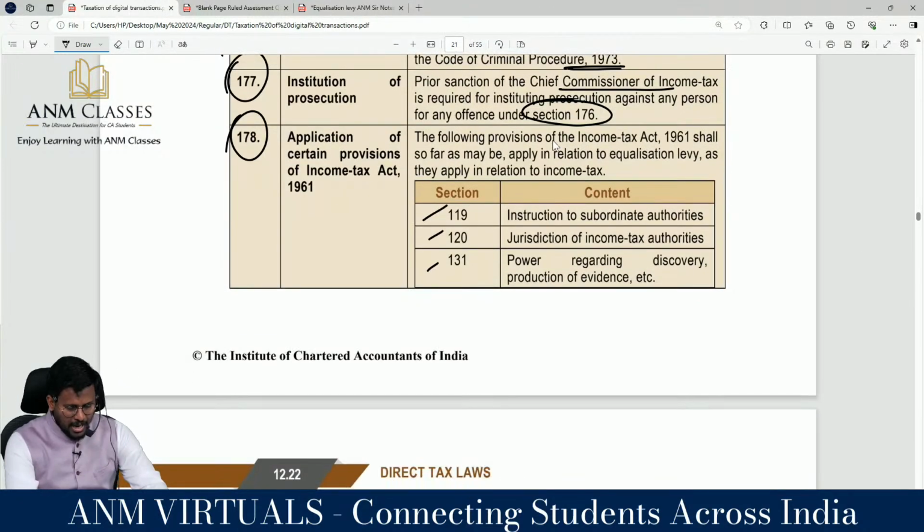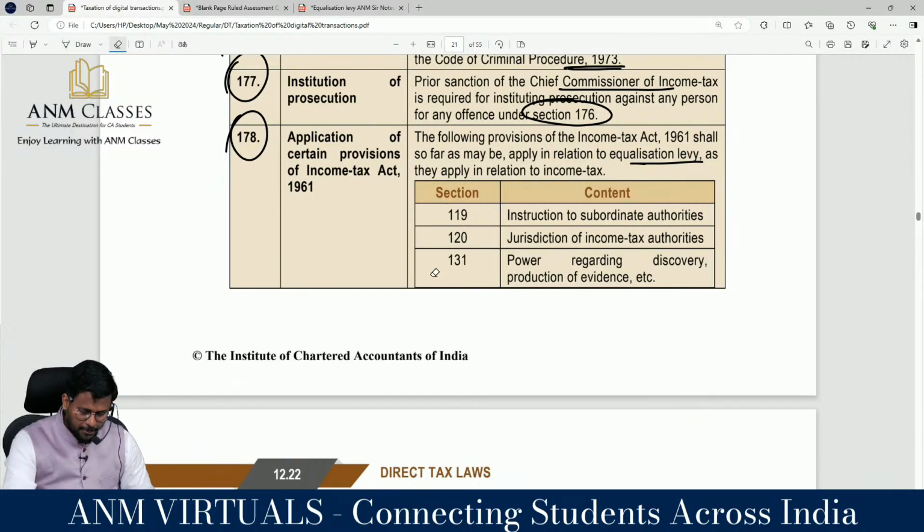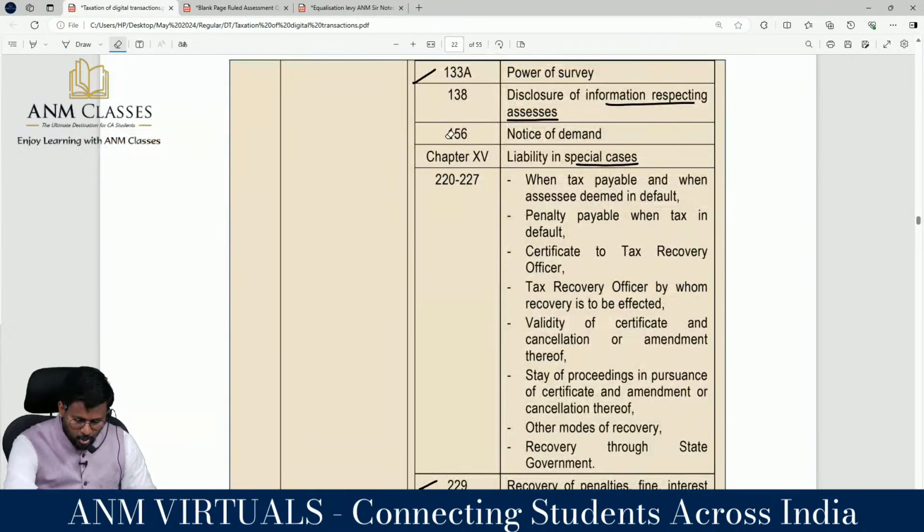Application of certain provisions of the Income Tax Act. The following provisions of the Income Tax Act shall, so far as may be, apply in relation to equalization levy as they apply in relation to income tax. Whatever applies in the Income Tax Act, we borrow for the equalization levy.